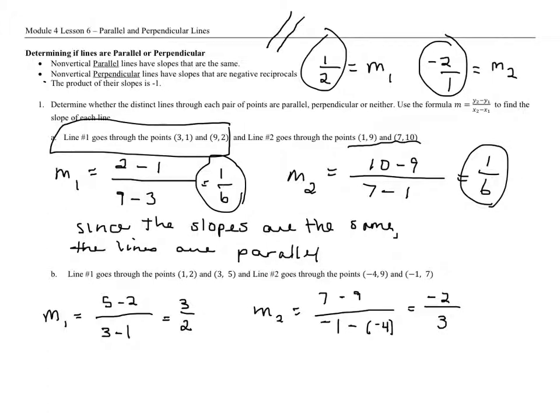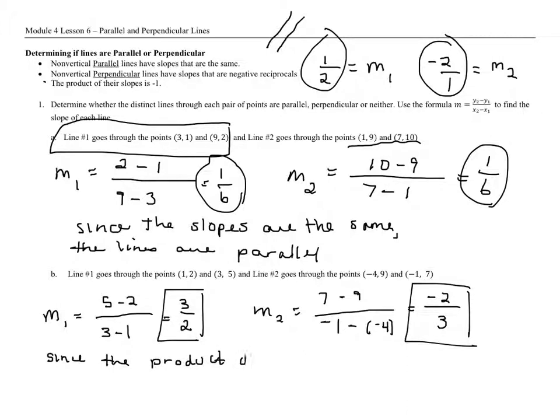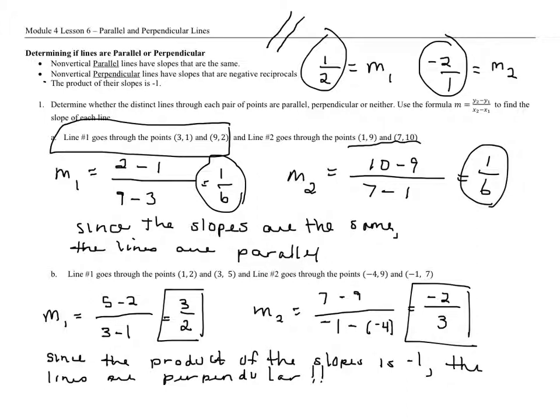Okay, so if I look at these, 3/2 and -2/3, well, they're negative reciprocals. So since the product of the slopes is -1, which it is because 3 times -2 is -6, and 2 times 3 is 6, so it'll be -6/6, which is -1, the lines are perpendicular. Ta-da! Yay! Okay, let's go on.